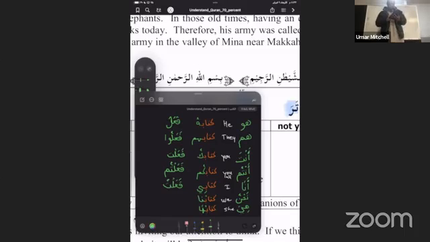Fa'altu. Then nahnu, fa'alna. Then hiya, fa'alat. Okay, fa'alat. What changed here? Fa'ala, fa'alu. Okay, it's a little bit better. Fa'alu, fa'alta, fa'altum, fa'altu, fa'alna, fa'alat. That's what changed.